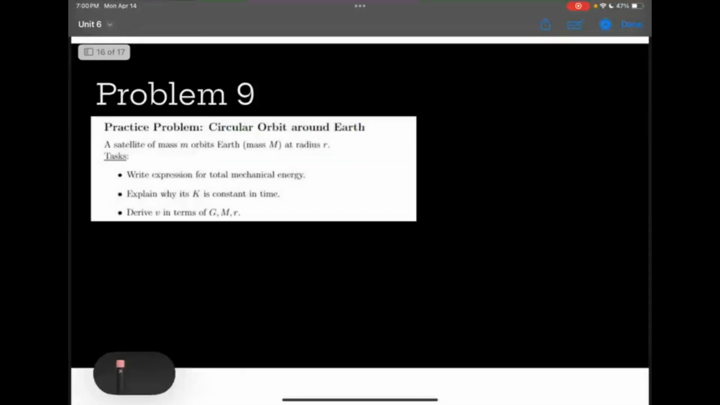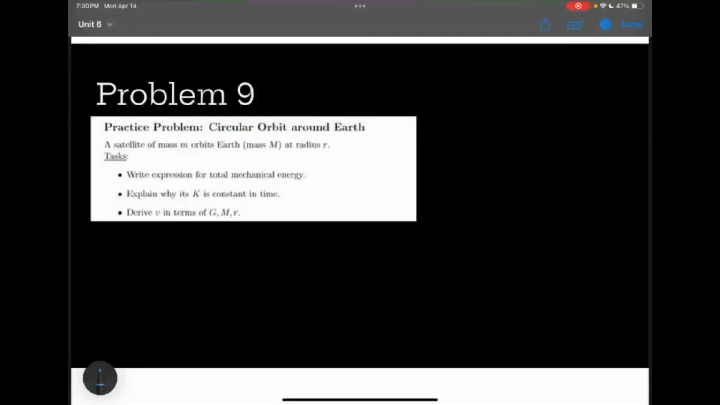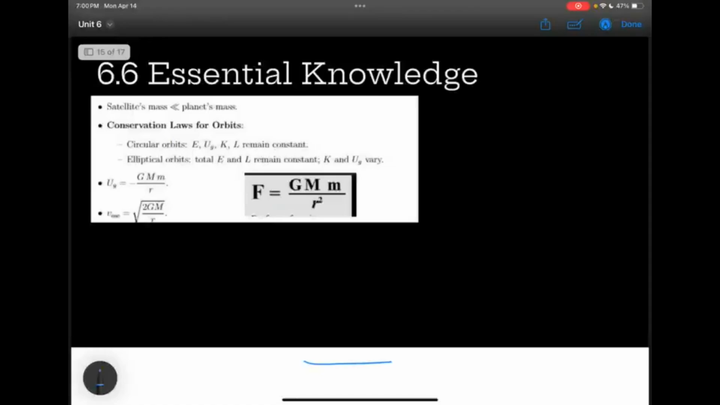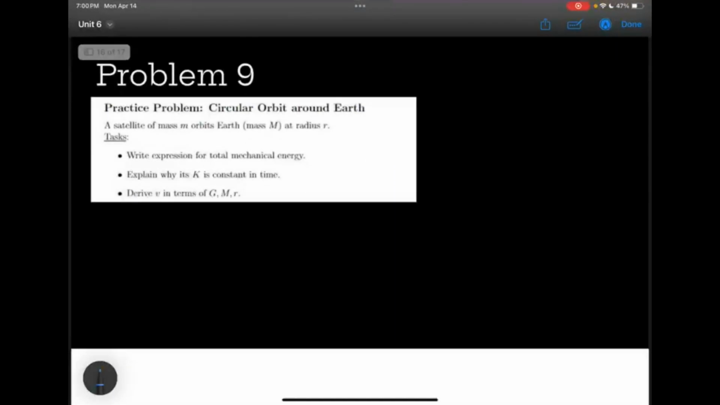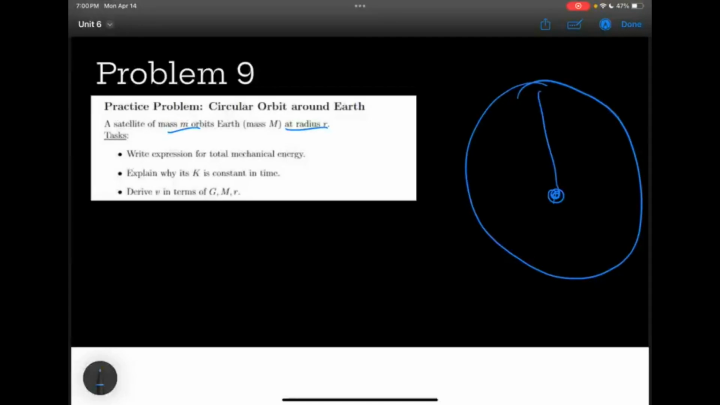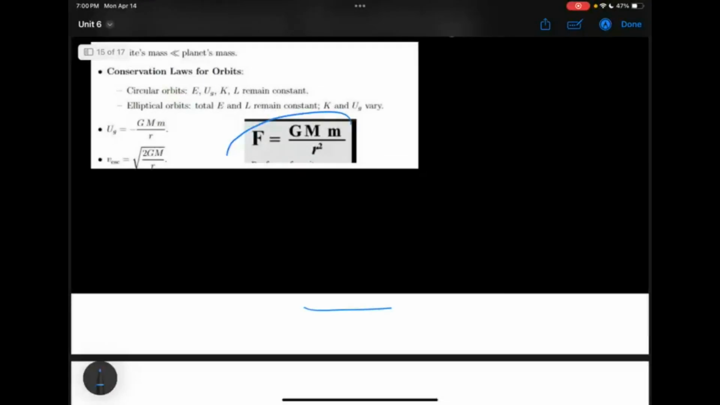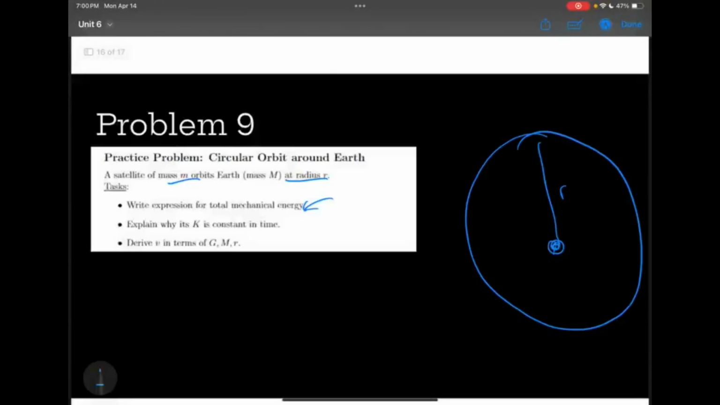So now let's do a problem. This is the final problem of this video. So this one's a circular orbit problem. You don't need to know Kepler's third law or anything like that for this exam. So for this, we have a satellite of mass m orbiting around Earth at radius r. This combines some past knowledge from other units. We're going to use this formula for gravitational force, because we're trying to find these quantities. They'll all be found in a similar way.